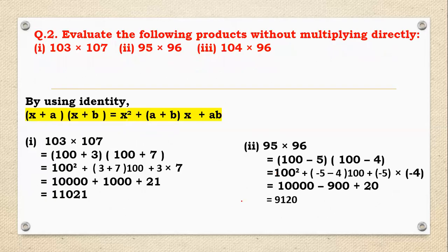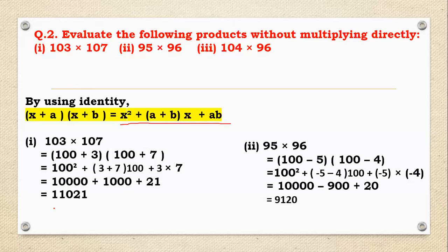Question number 2, all the parts are to be done on the basis of the identity. We have to evaluate the values here without multiplying directly. So the identity is (x + a)(x + b), which is x square plus (a + b)x plus ab, the same identity we have used in the previous question. So here you can see we have 103 into 107. So we have rearranged our values as per the identity. The first binomial we have x plus a, so 100 plus 3, and the second binomial we have x plus b, so 100 plus 7. So the first term x is 100, a is 3 and b is 7, and we have set the terms according to the RHS side of the identity.